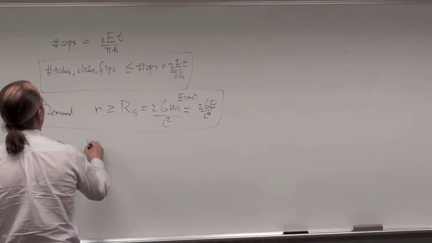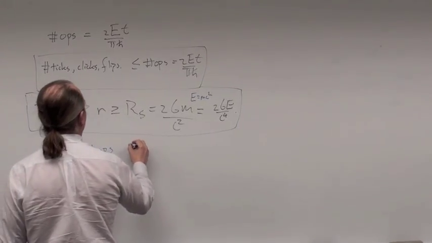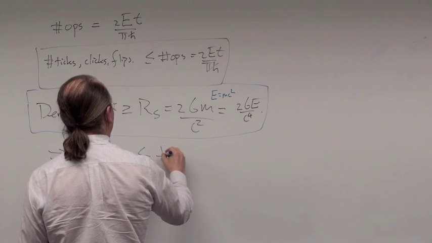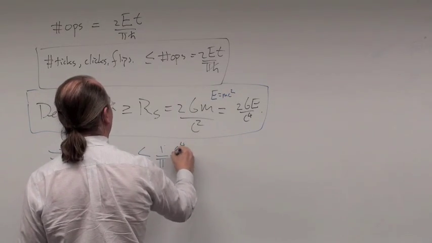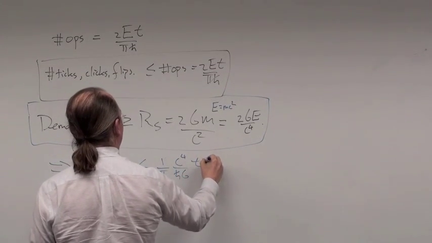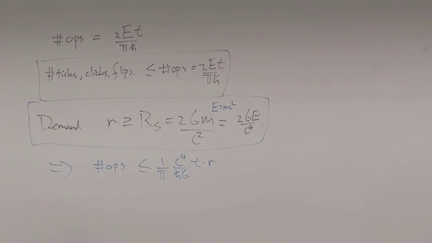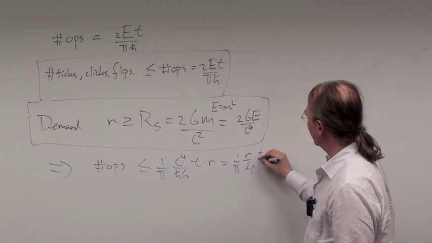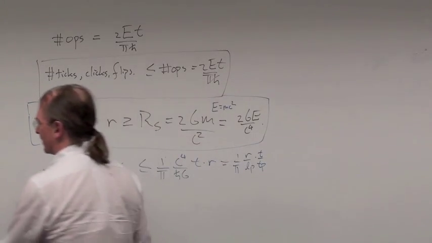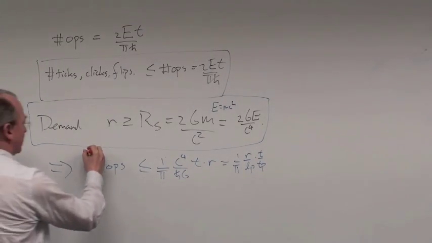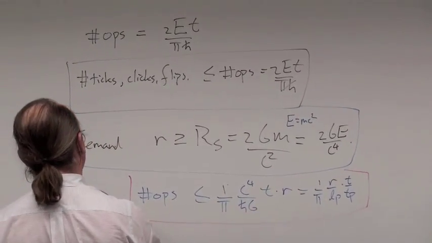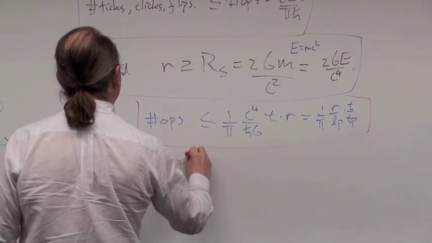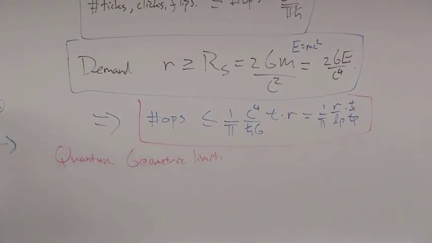Well, we put this together, and that says that the number of ops within a space-time volume of radius r followed over time t is less than or equal to, let me look at this, I have a 1 over pi, the factors of 2 cancel out, I have c to the 4th, I have an h bar down here, I have a G down here, and I have a t times r. And this, in turn, is equal to 1 over pi, r divided by the Planck length, times t divided by the Planck time. This is the result I was looking for before, this fundamental bound on measuring space and time. I call this the quantum geometric limit.